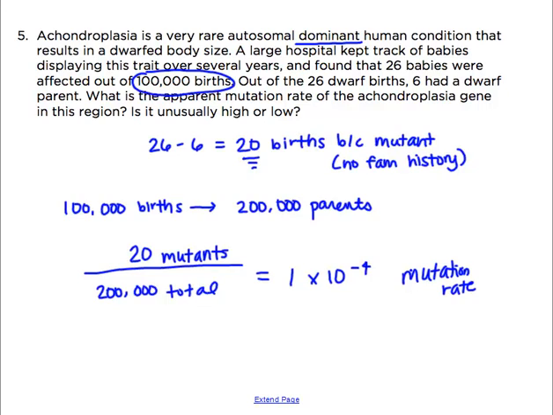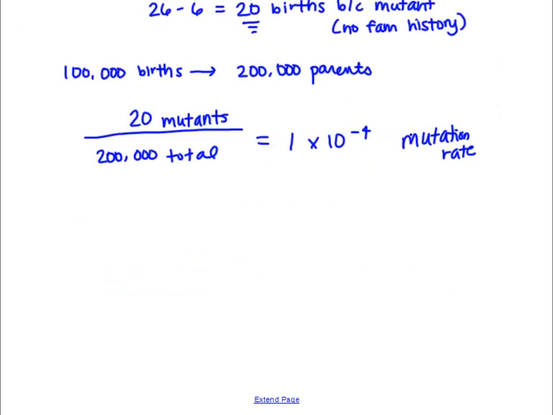Now, it didn't tell you in this problem what a normal human mutation rate is. So you'd have to look it up in your textbook, or if not, I'll tell you right now, the average human mutation rate is actually 2 times 10 to the negative 6. So if you see, 1 times 10 to the negative 4th is higher than this. So this mutation for this dwarfed body size is actually unusually high.